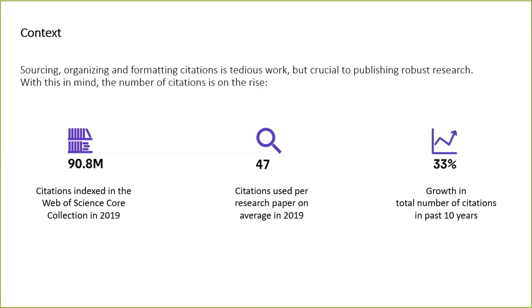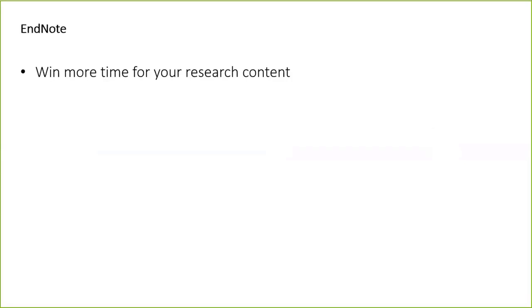When you look at the average number of references in a paper, these days it is around 47, and it used to be 33% less 10 years ago. What can you do with EndNote? You can save time for your research content.